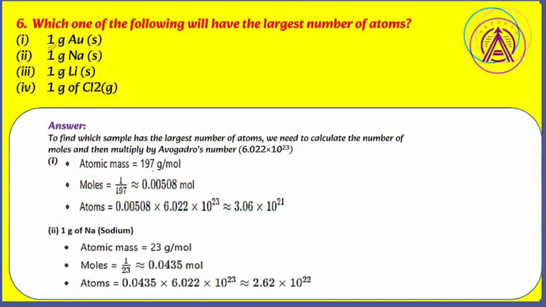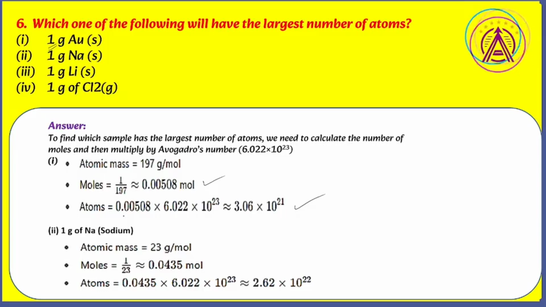So in case of your gold, atomic mass is 197 grams per mole. So you get number of moles to be 0.00508 moles. Now 1 mole has 6.022 into 10 to the power 23 particles. So 0.00508 moles will have that number into Avogadro's number, which is almost 3.06 into 10 to the power 21 particles. Similarly, for sodium, please pause the slide and try to calculate. In case of sodium, the atomic mass is 23.